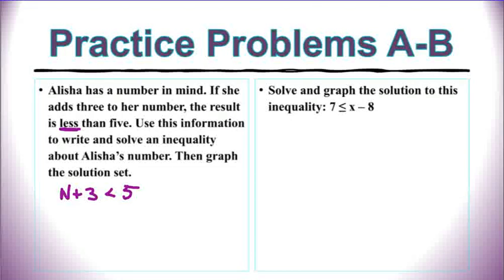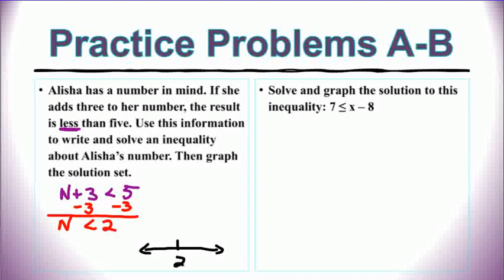Now to solve it. The opposite of adding 3, I subtract 3. And I'm left with n is less than 2. I grab my number line here, write a 2 here. It's just less than, so it's an open circle. Less than means to the left. So I have my inequality and I have my graph.